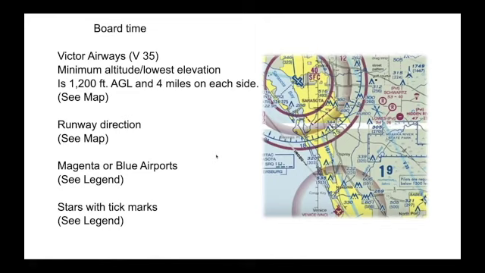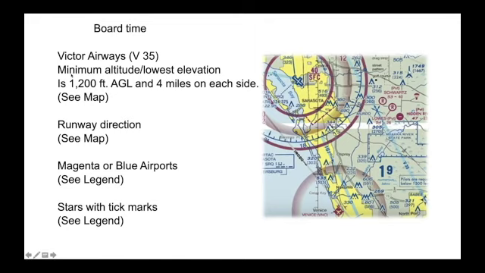So some more board time if you get a chance to be able to blow this up. Victor Airways, they're a V and a number. And if you look at your map here, sometimes you'll see these Victor Airways. You'll see an IR. These are military routes here. But the Victor Airways, you'll see those across your maps. Those are like interstates in the sky for manned aircraft. That's going to be crisscrossing back and forth.